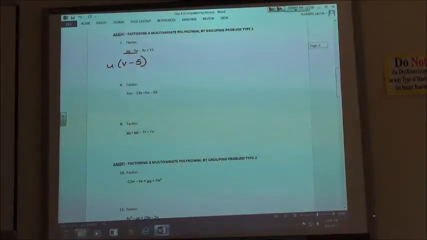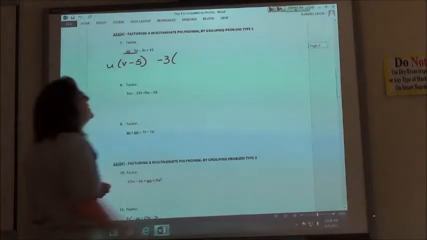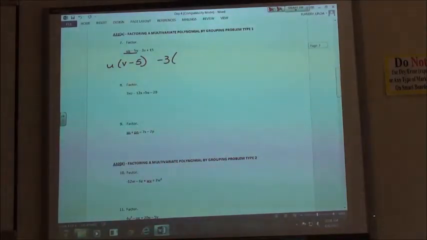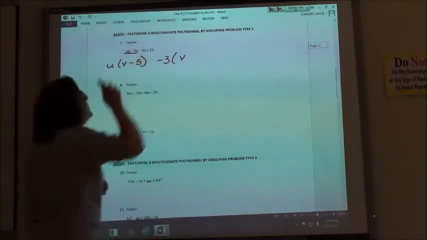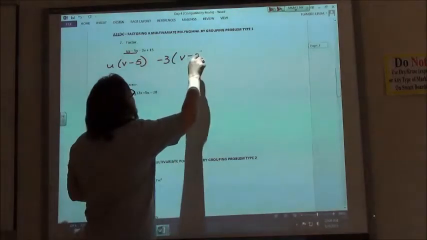in this case I want to take the negative out with it, so I'm left with a positive. So here I'm going to say my greatest common factor is negative 3 instead of positive 3 because I want my signs to flip around. Negative 3v divided by negative 3 leaves me a positive v. Negative 15 divided by negative 3 is negative 5.